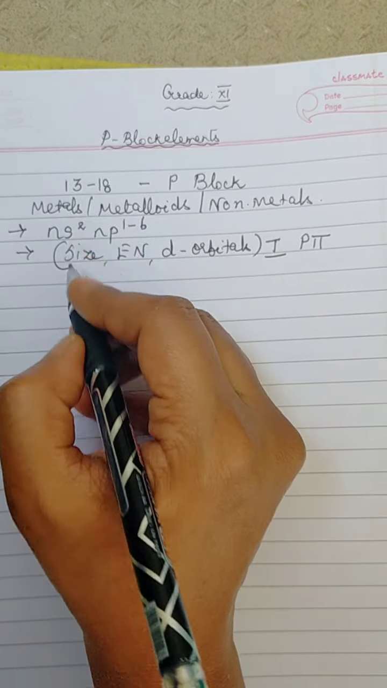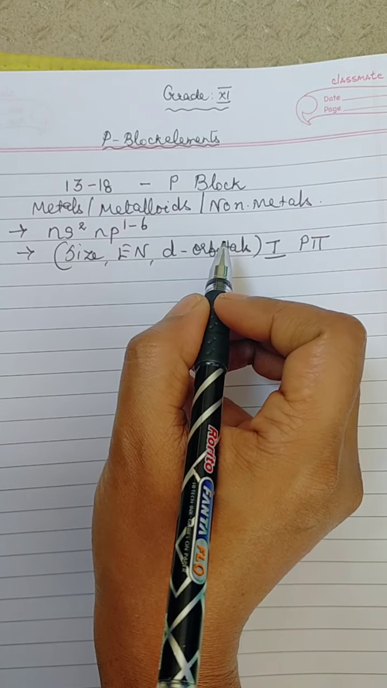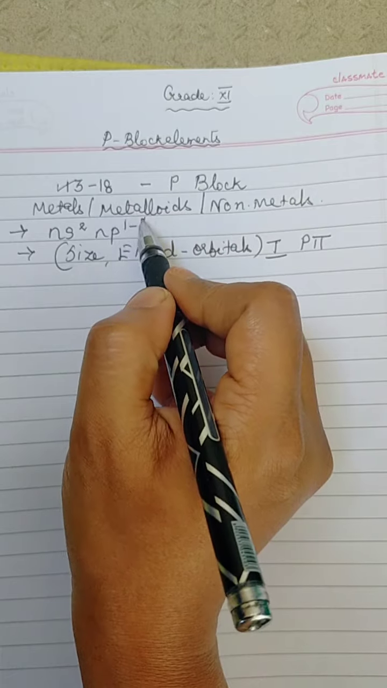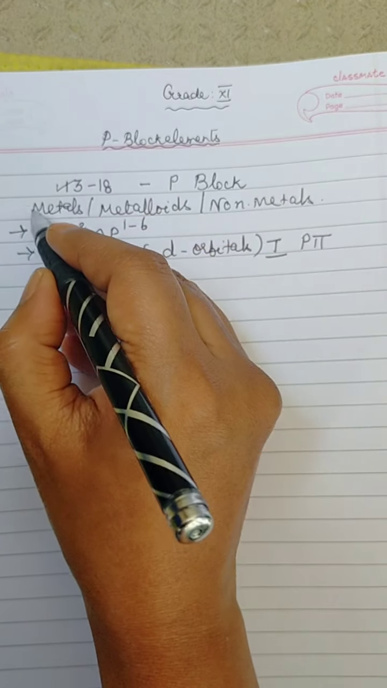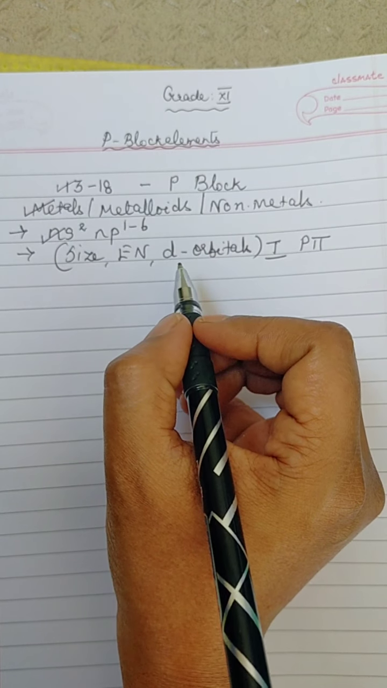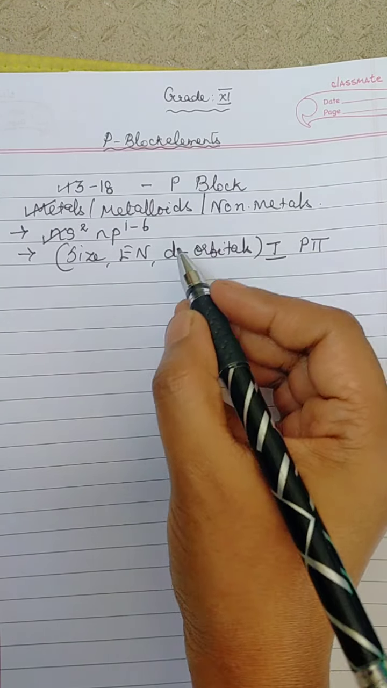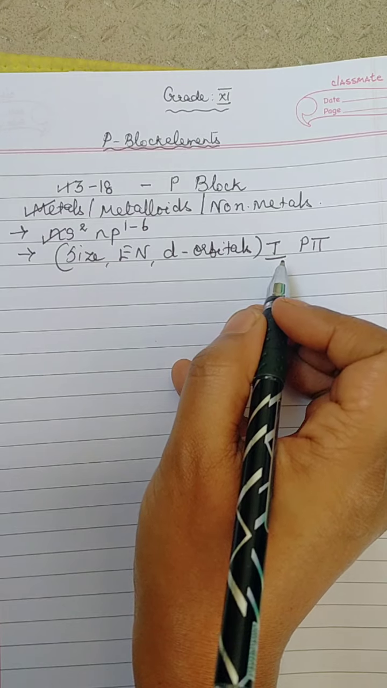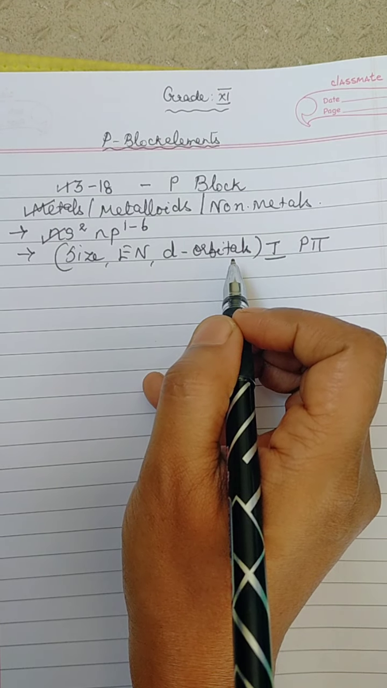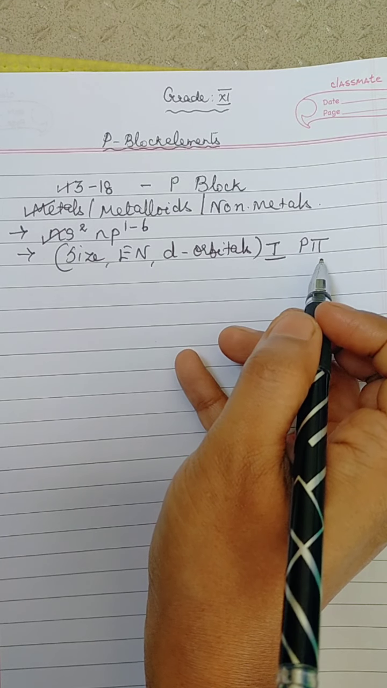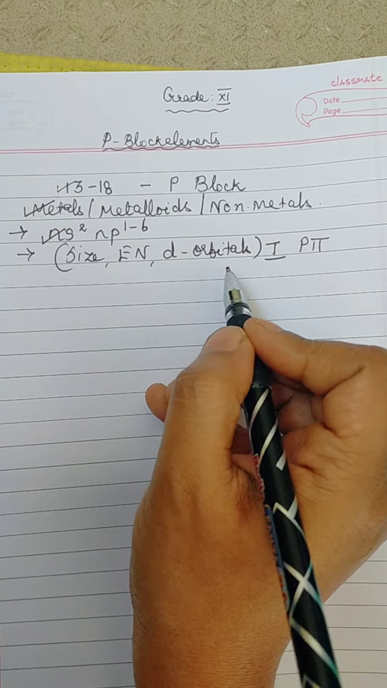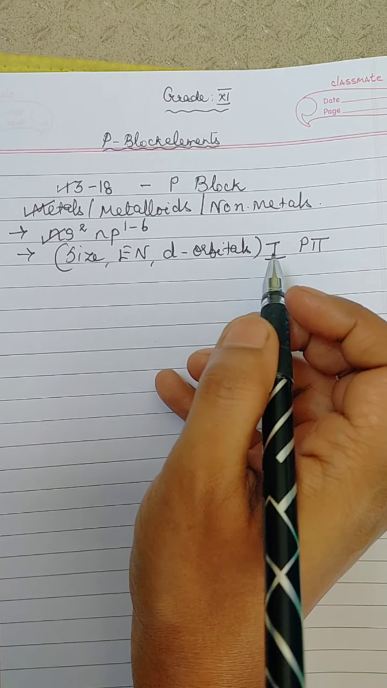So this is the introduction about P block elements. Group 13 to 18 constitute P block elements, which include metals, metalloids as well as non-metals, and their outer electronic configuration is ns2 np1-6. The first member is different from the other members of the same group in terms of size, electronegativity, d orbitals, as well as in forming pi bonds with respect to itself as well as with the second member of the same family compared to the others.